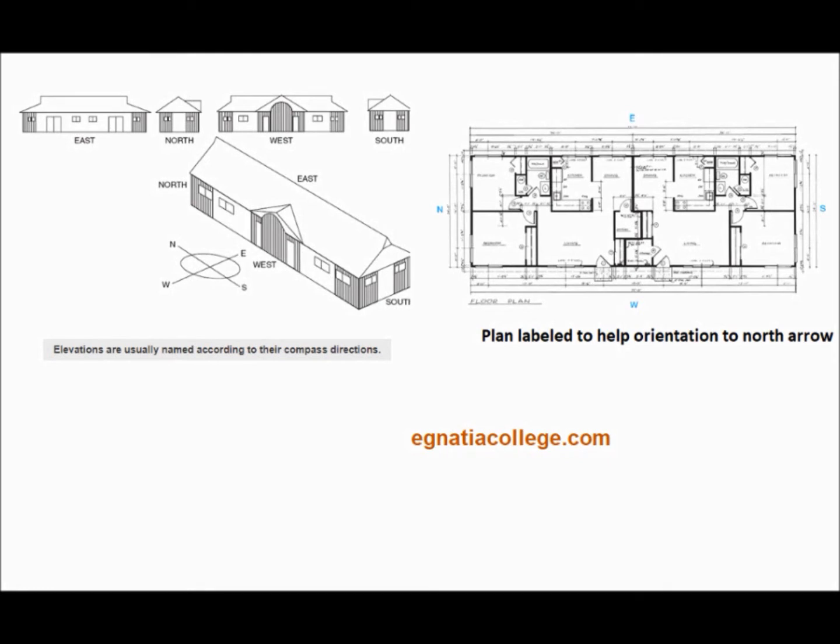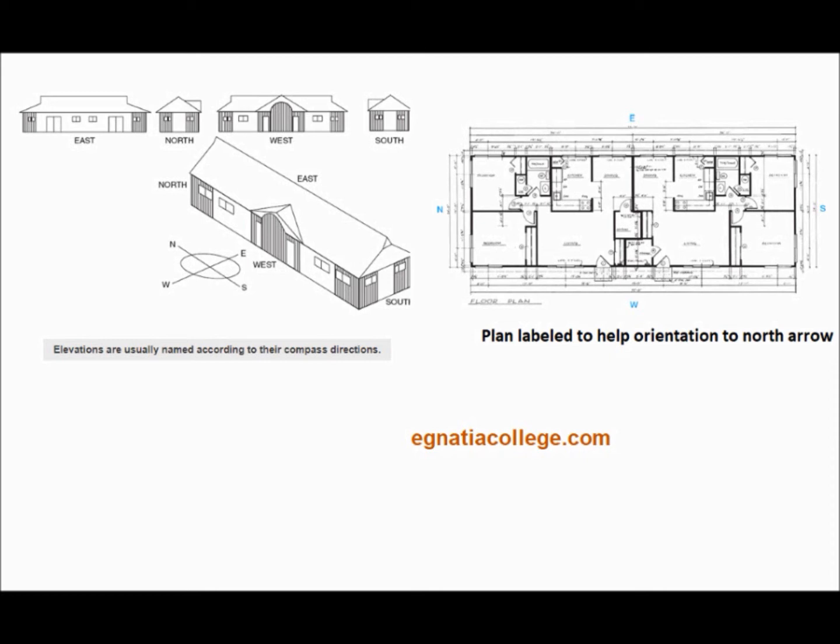It is important to determine the relationship of one drawing to another. This is called orienting the drawings. Elevations are sometimes named according to compass directions. The side of the house that faces north is the north elevation, and the side that faces south is the south elevation.